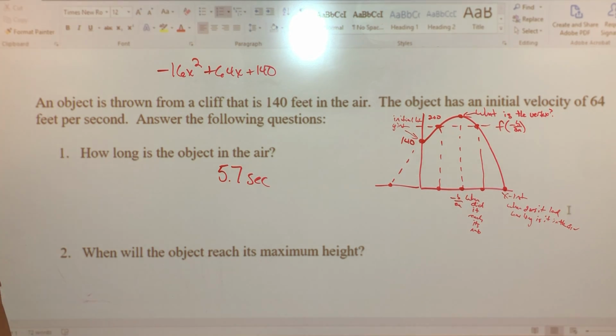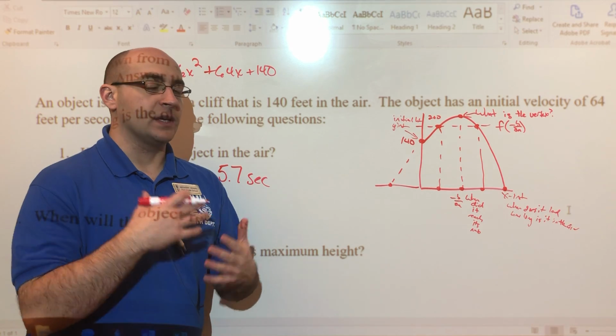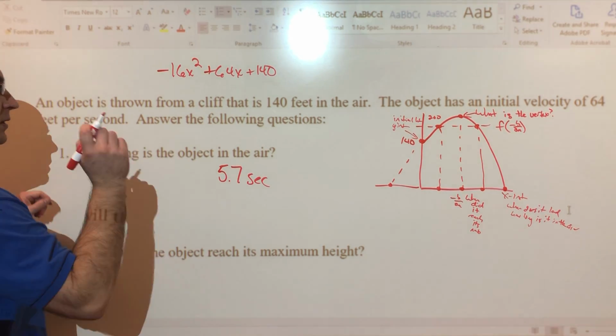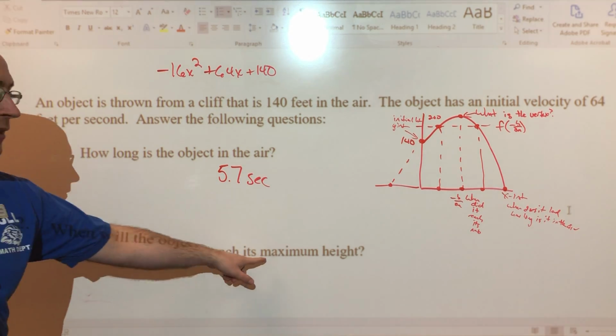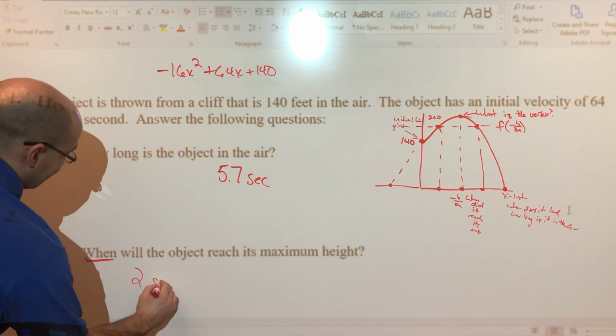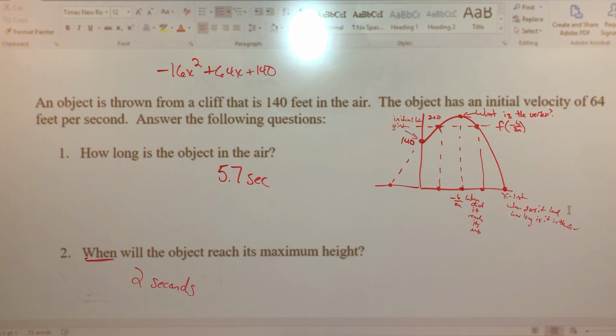Number 2, when will the object reach its maximum height? When being the key word here, okay? So when represents an x value because the x-axis represents time. So I need to understand, I'm looking for the negative b over 2a portion of the vertex or of the max, okay? So when I solve this for negative b over 2a, I'm going to get 2 seconds, exactly 2, okay? Let's scroll down. Let's do a couple more problems for this.